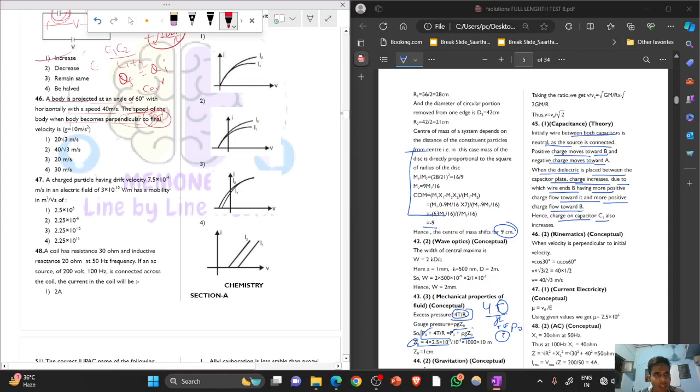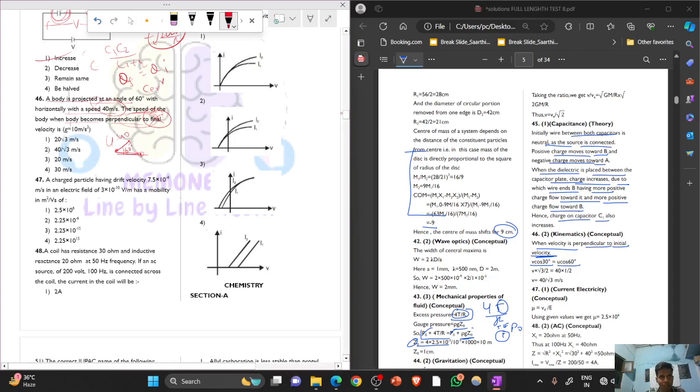Its initial velocity simply. So you just need to understand that your initial velocity is u, and your speed is needed to find. So when the velocity is perpendicular to the initial velocity, v cos theta equals u cos 60, because it is projected at an angle of 60 degrees. Okay, and with a horizontal speed, sorry, with a speed 40, yeah. So your horizontal speed will be this.